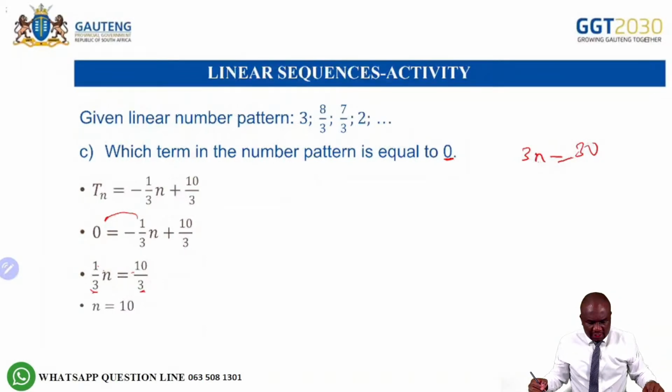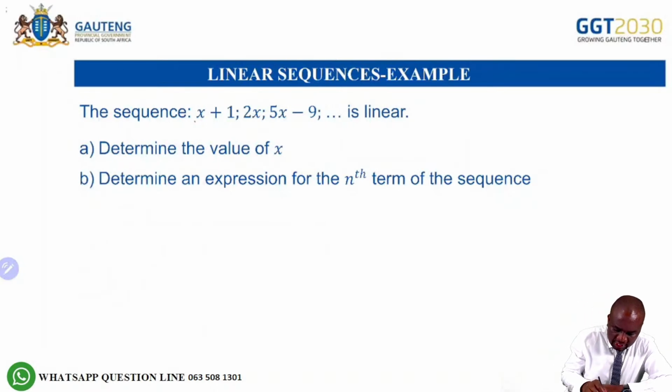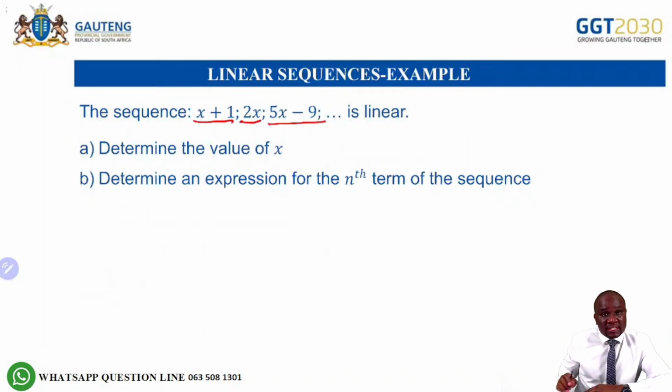Welcome back, questions. Let's continue. Right. This is an example. So I'll show you how to do this one. Then after that, I'm going to give you a similar activity. The sequence x plus 1 is term number 1. 2x is term number 2. 5x minus 9, that's term number 3. This sequence is linear. Determine the value of x. And then after that, determine an expression for the nth term, means you're finding the general term here.